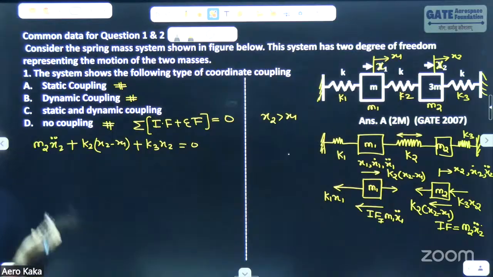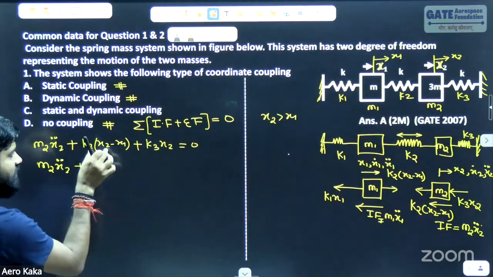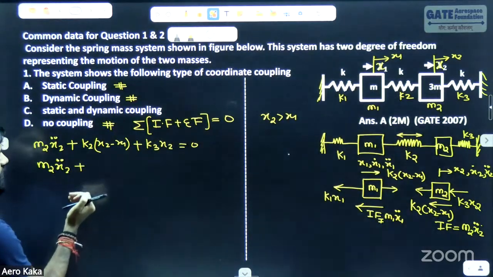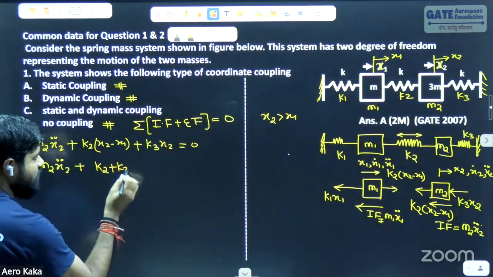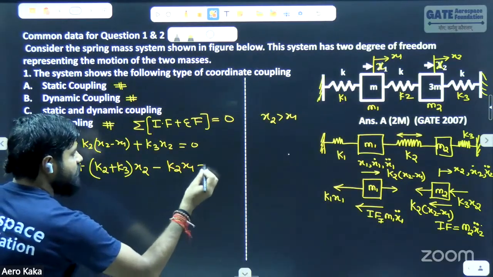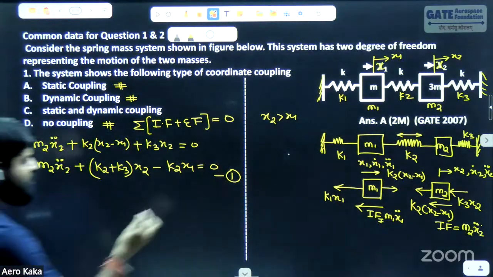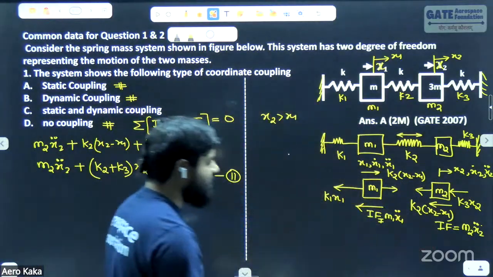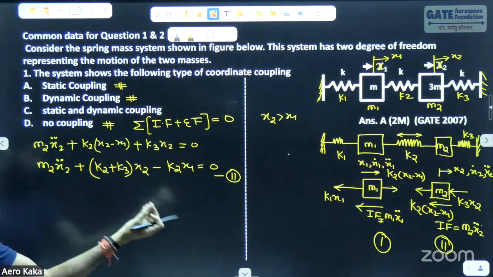Tell me how much we'll get. m2 x2 double dot plus here this is K2 x2 and this is K3 x2. So it is going to be (K2 plus K3) x2, minus K2 x1, equal to 0. Are you getting this? Okay. So this is the second equation, or you can say the differential equation of motion for the second mass. So I'm defining this equation by equation number 1.